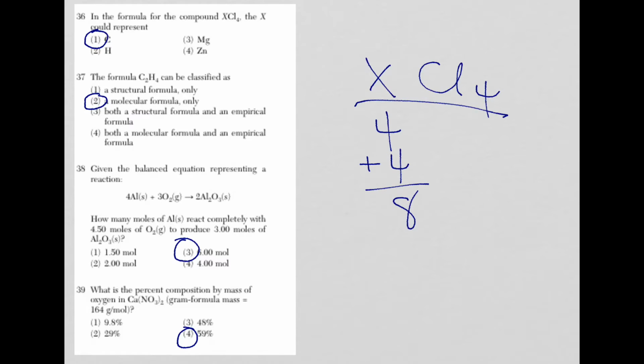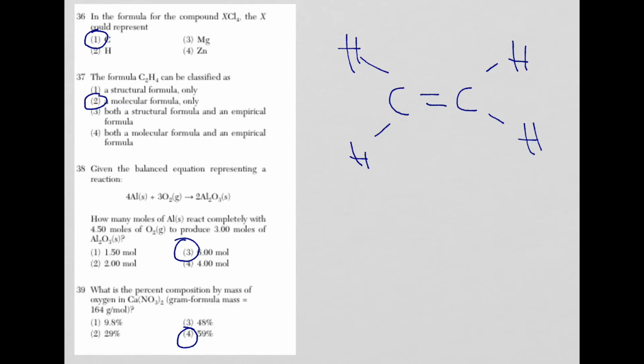Let's take a look at question 37. We're dealing with a formula, C2H4. All we're getting are the different elements and the number of times each appears in the formula. So this is a molecular formula only. A structural formula is when we have the layout of the atoms with the bonds. In fact, this would be ethene, and it would look like this. So a structural formula gives you a layout, much more information.